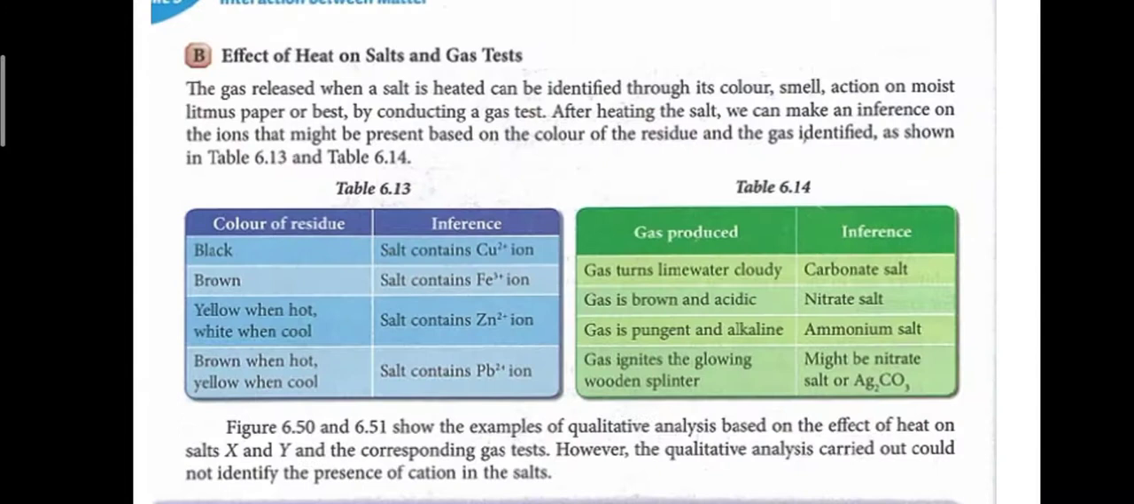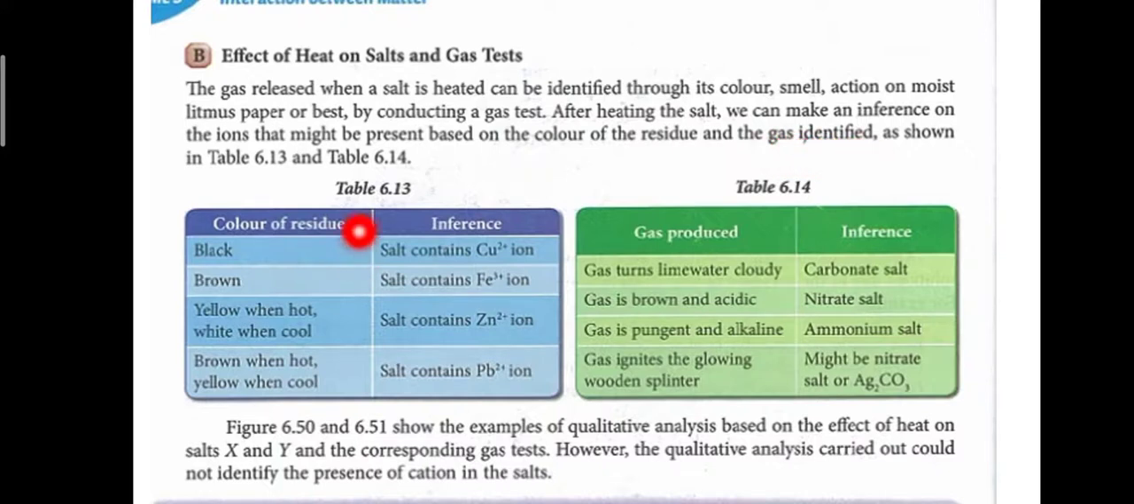The second one is the effect of heat on salt and gas test. The gas released when a salt is heated can be identified through its color, smell, action on moist litmus paper, or by conducting a gas test. After heating the salt, we can make an inference on the ions that might be present based on the color of the residue and the gas identified.